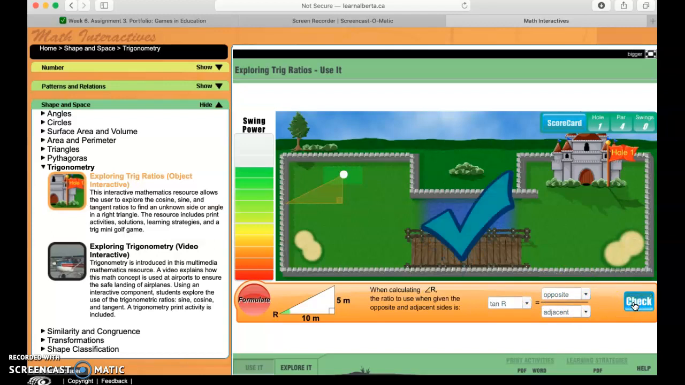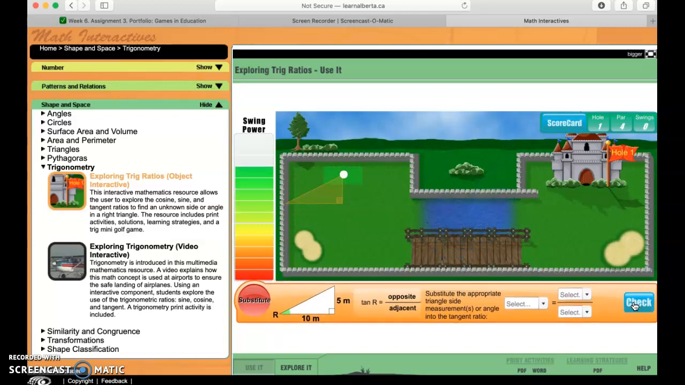I'll hit check again, more swing power, and then I need to create that equation. So the tangent of my angle R equals the opposite side, which is 5, and the adjacent side, which is 10. Now let's say that I switched these by accident and I got them wrong. So I purposefully am switching them and I get it wrong to show you the differentiation that comes up.